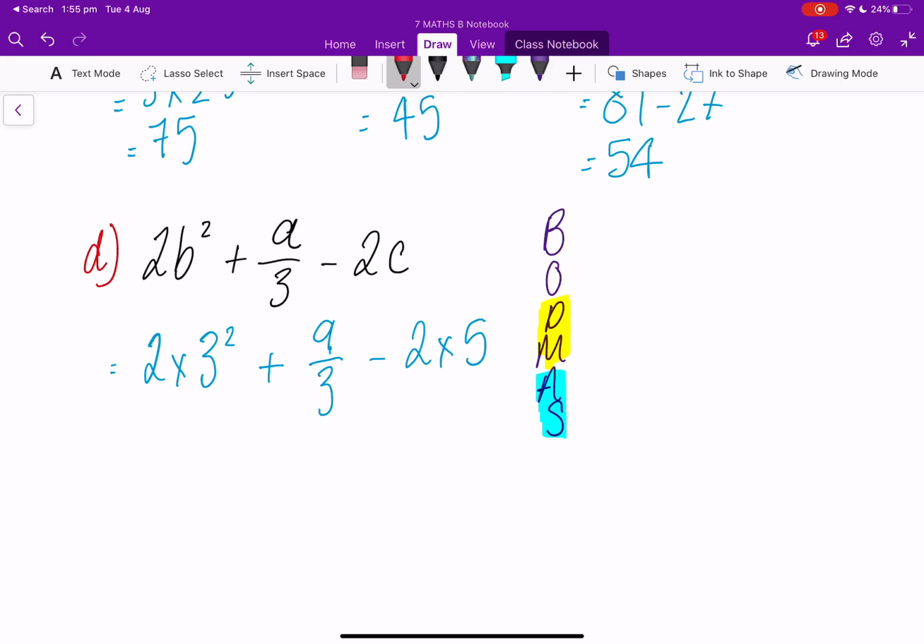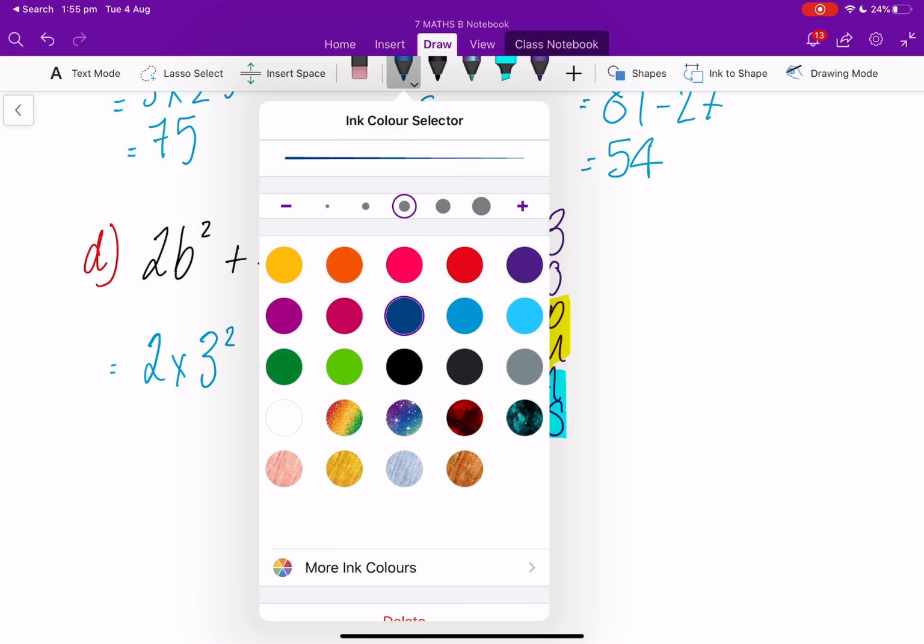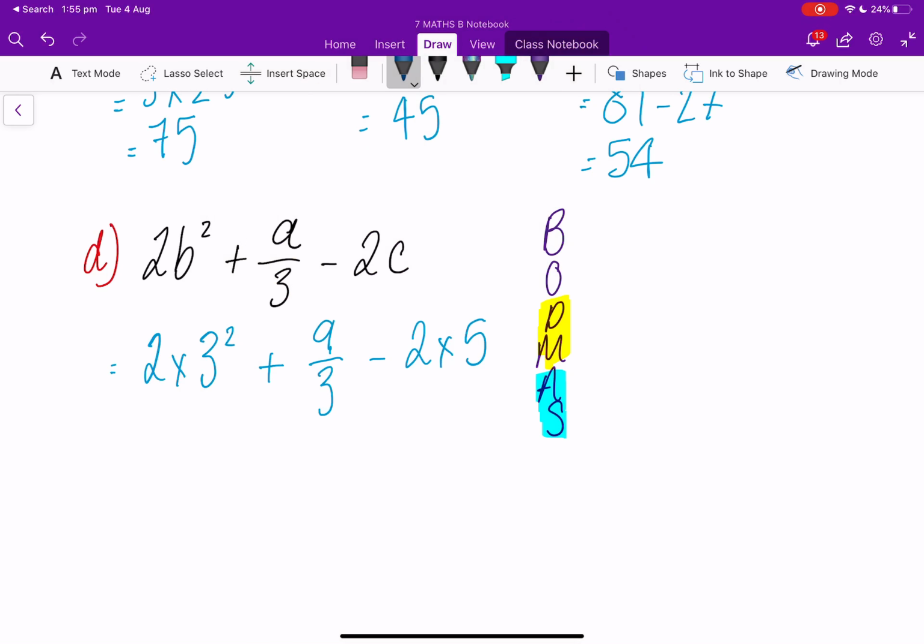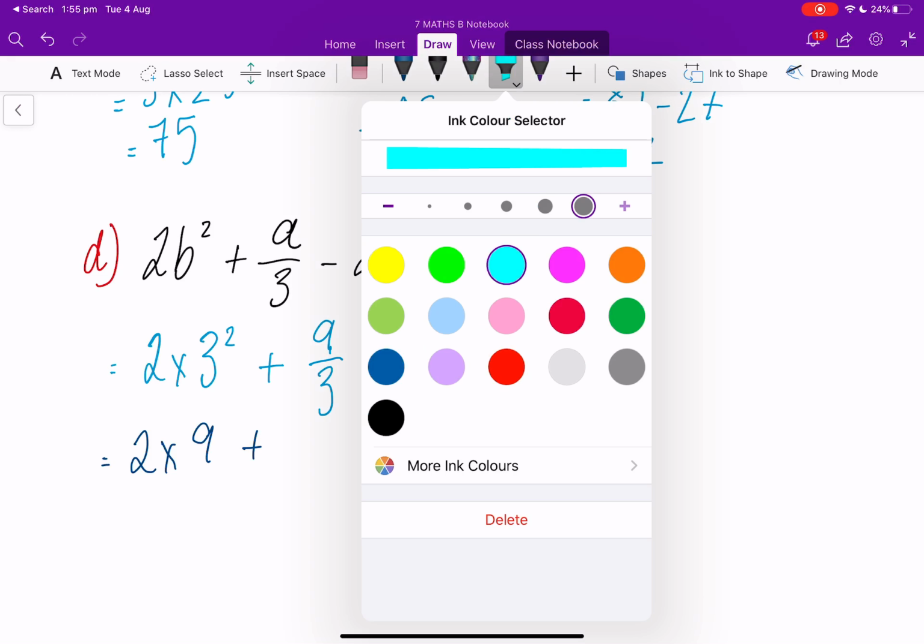So I'm going to work out, this tells me I'm going to work out my square roots first. So 2 times 3 squared, you might know that it is 9, okay? Now this is, what I can actually do is I can start working these out as well. So 3 goes into 9 3 times, so I'm just working this bit out here.